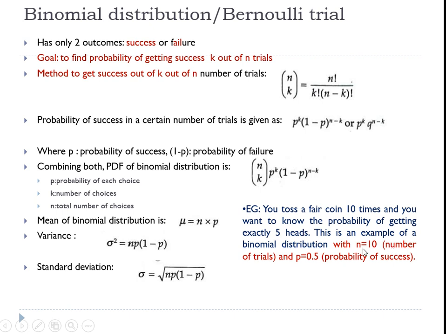An application of the binomial distribution: you can take all kinds of applications where you just have two outcomes, success or failure. One good example is tossing a coin, right? Suppose I say that getting a head is a success, and I am tossing the coin 10 times. So what is the probability of getting exactly 5 heads? Here n is equal to 10, the number of trials, right? And what is the probability of success? The probability of success is 0.5. So this is an example of the binomial distribution where the probability of getting a head is 0.5 and the probability of getting a tail is 0.5.